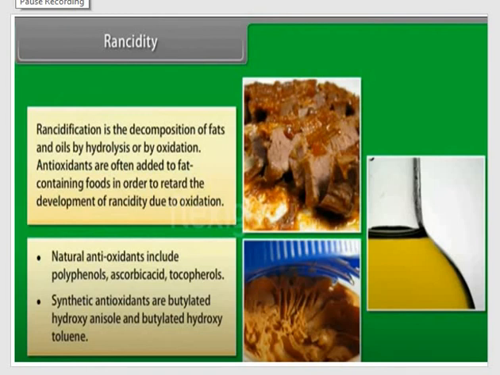The antioxidants are often added to fat containing foods in order to reduce or retard the development of rancidity due to oxidation. The natural antioxidants include polyphenols, ascorbic acid, tocopherols. The synthetic antioxidants are butylated hydroxyanisole and butylated hydroxytoluene.